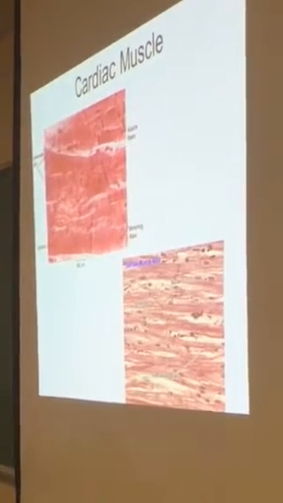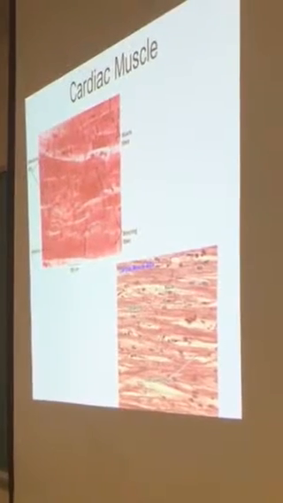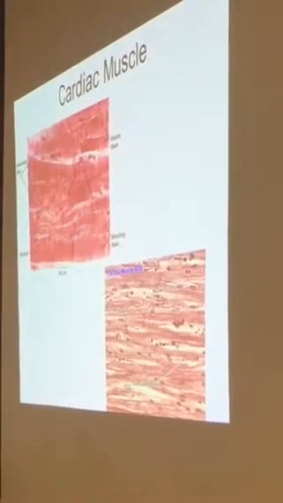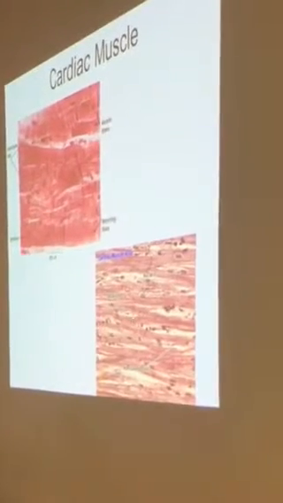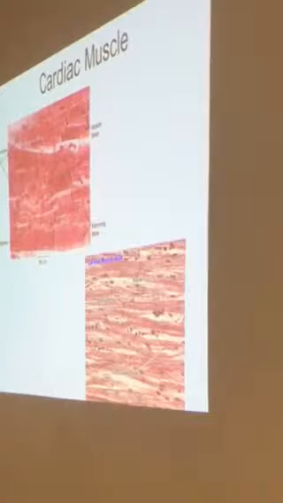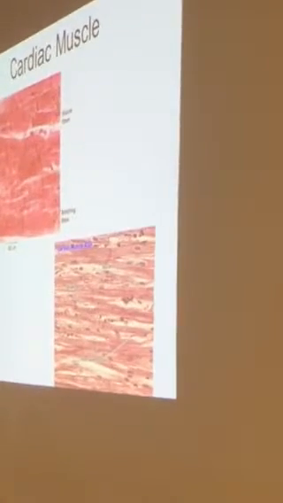Again, this is more typical of the slide you have. This is an intercalated disc. See how small they are? But you need to look for them. If you're seeing striations, the next thing you look for are intercalated discs.